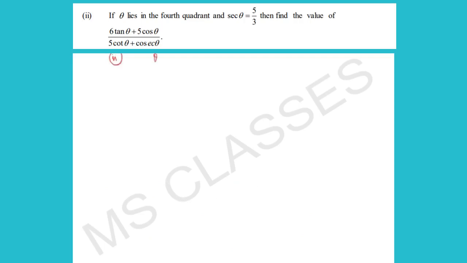Theta is in the fourth quadrant. Again, theta lies in the fourth quadrant. That is, greater than 3 pi by 2, but less than 2 pi. Why?